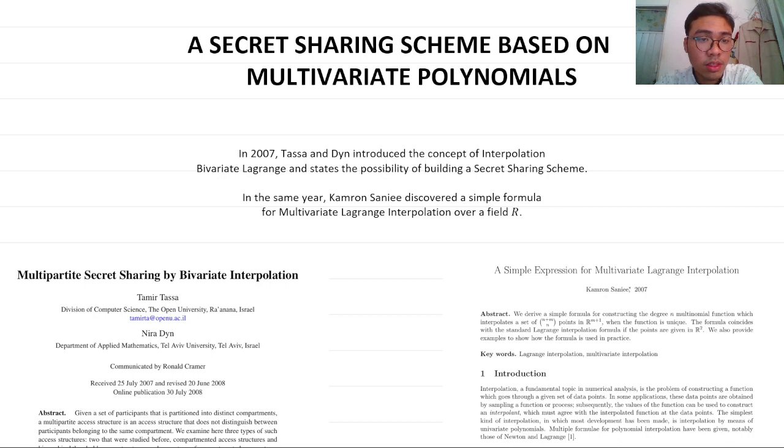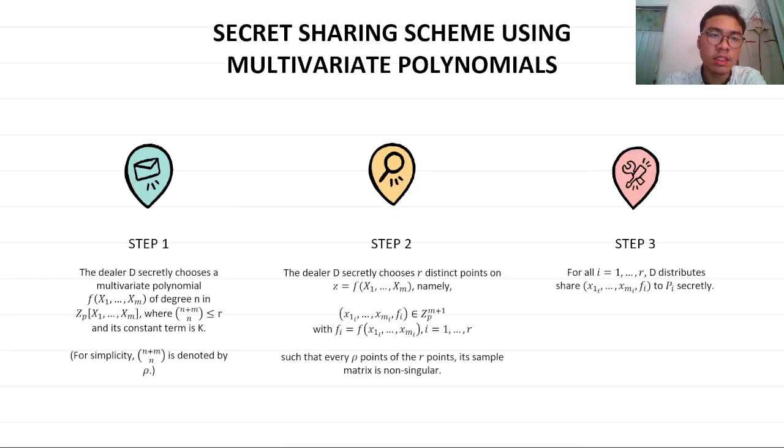In 2007, Tassa and Dyn introduced the concept of bivariate Lagrange interpolation and stated the possibility of building a secret sharing scheme. The same year, Cameron Sani discovered a simple formula for multivariate Lagrange interpolation over a field. Then this is the scheme for using multivariate polynomials.